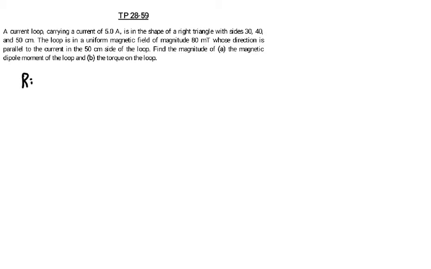It's in the shape of a triangle. And we have a uniform magnetic field at play, and the direction of that magnetic field is along the hypotenuse. It's asking us to find the magnetic dipole moment and the torque on the loop due to the current and the magnetic field.